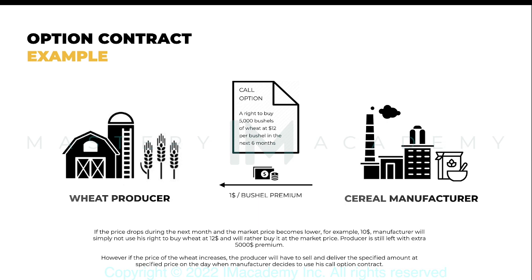However, if the price of the wheat increases, the producer will have to sell and deliver a specified amount at a specified price on the day when the manufacturer decides to use his call option contract. So even if the price of the wheat increases, for example, to $15 again, the wheat producer will still have to sell it at $12 because this is the contract they signed. The deal is the deal, as they say.